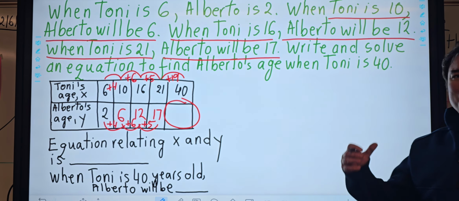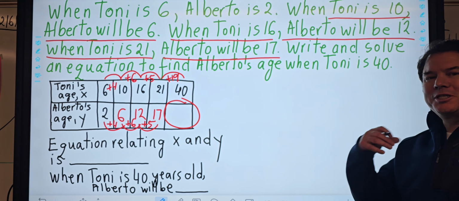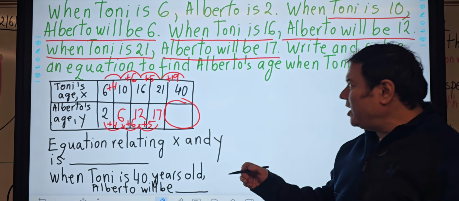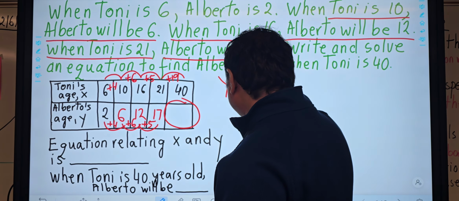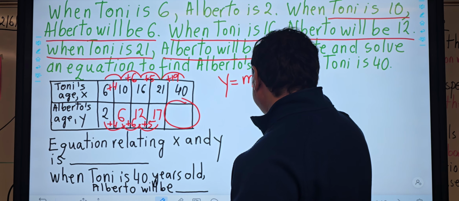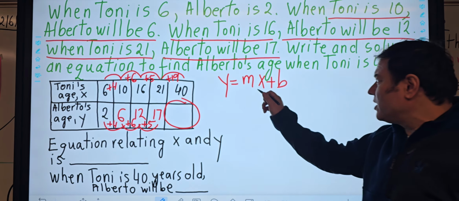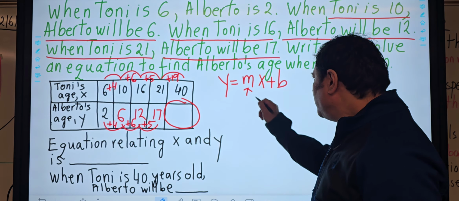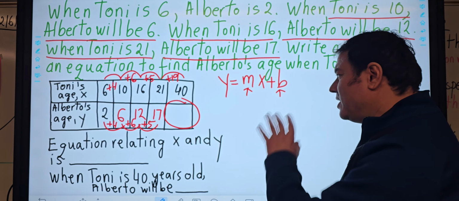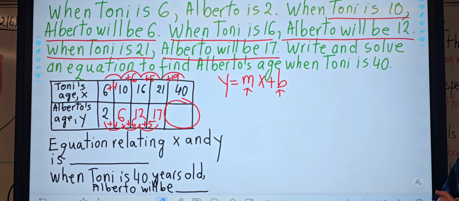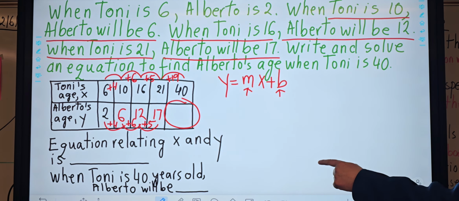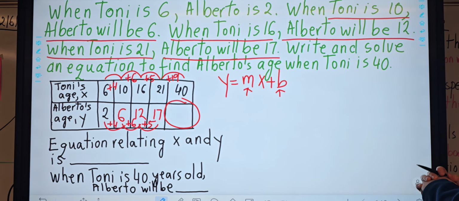So first of all, we need to find the rate, the slope in the equation. Remember, the equation is y equals mx plus b. We are using that equation, and now we are going to find the slope and the b, and then write our equation and try to find Alberto's age when 20 is 40.